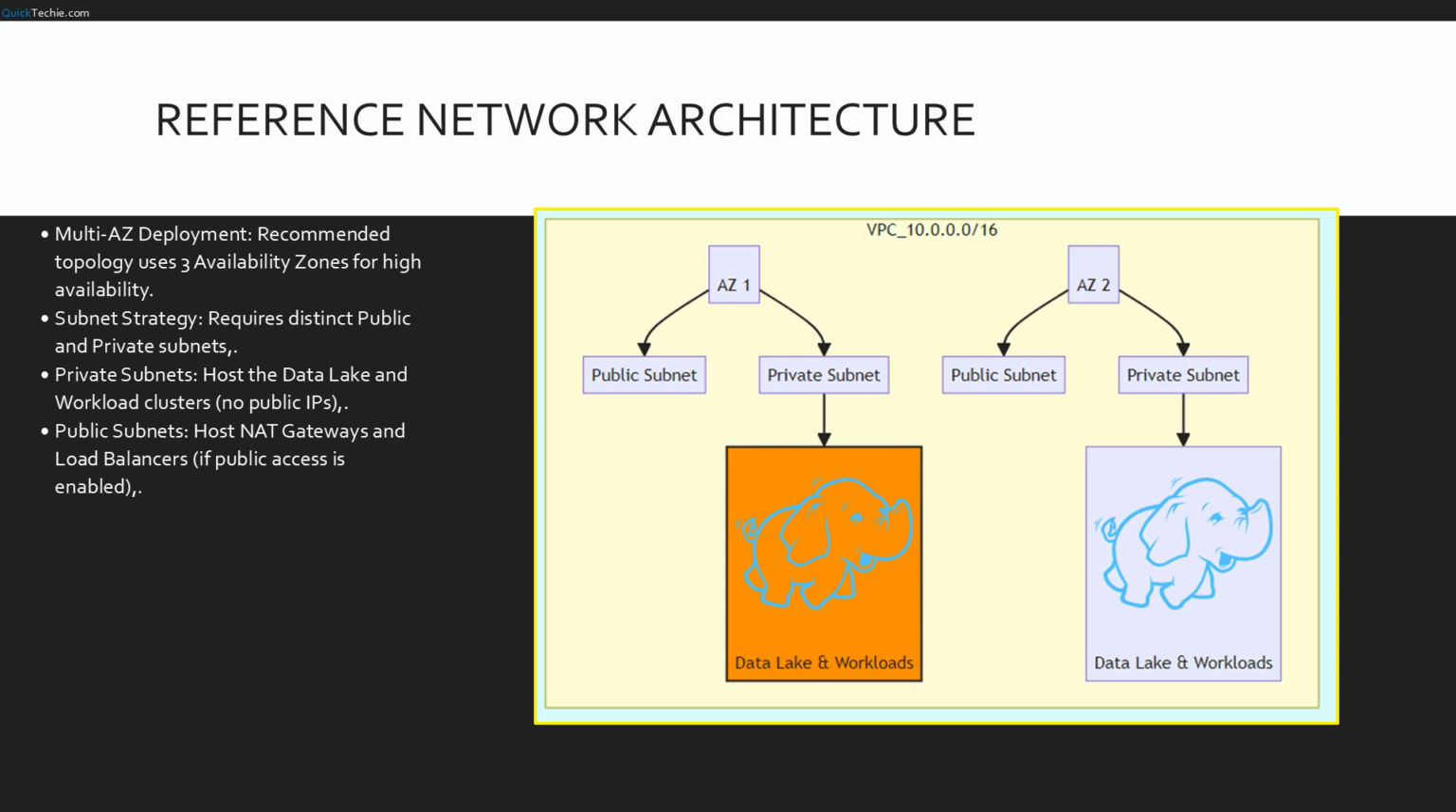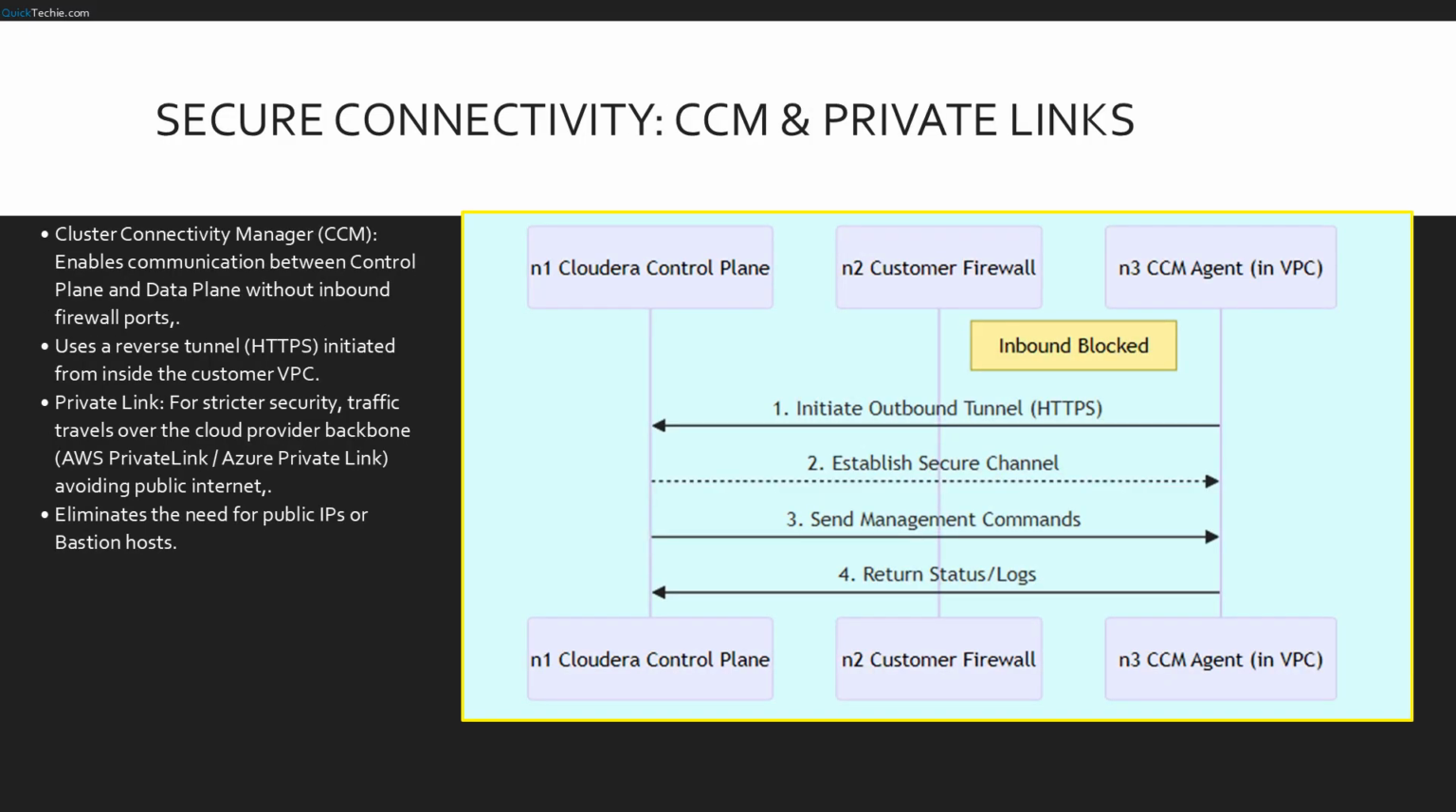This visual represents a standard high availability topology. Inside the VPC, we have availability zone 1 and zone 2. Each zone contains a public subnet, light blue, and a private subnet, dark blue. Notice that the actual workloads and data lake instances are explicitly placed in the private subnets, protected from the outside world. If the clusters are private, how does Cloudera manage them?